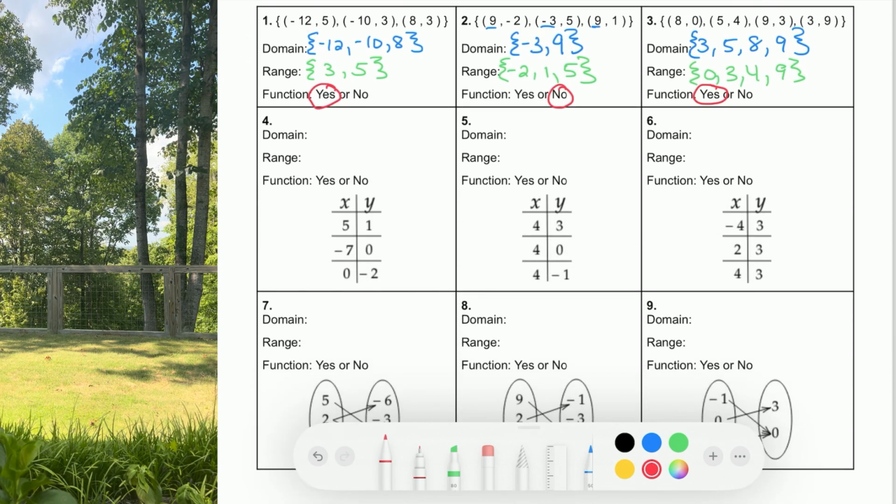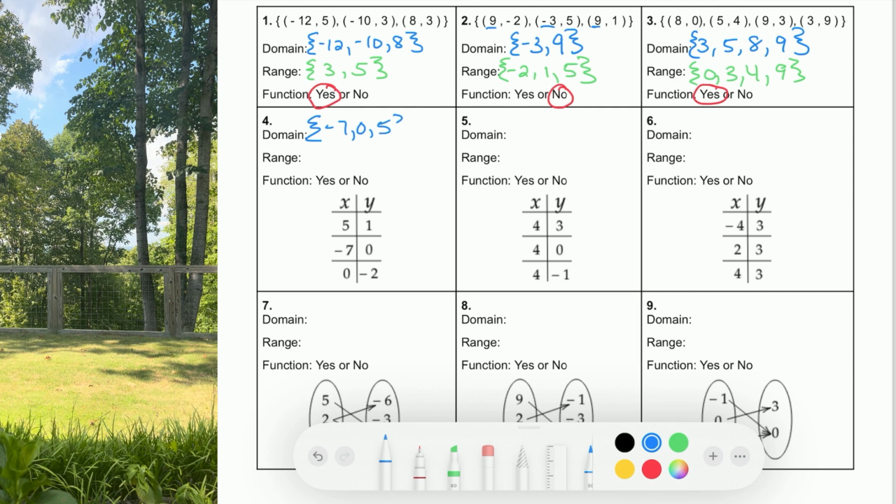Number 4. All right, they've changed up the way that our coordinates are demonstrated, but we still list them in the same way. We still determine if it's a function in the same way. So the domain, remember, is our x values. So our x values are -7, 0, 5. And our range is -2, 0, 1. Did any of our x values repeat? No, they didn't. So this is a function.